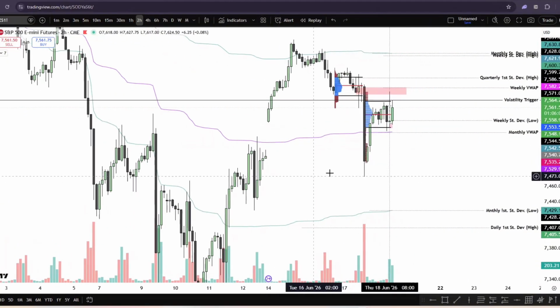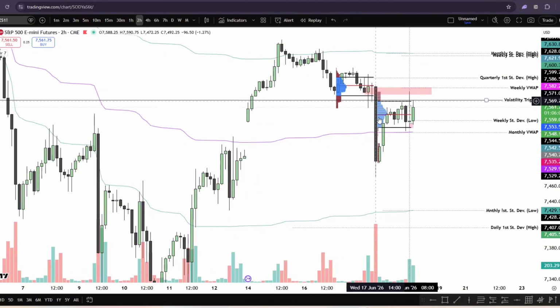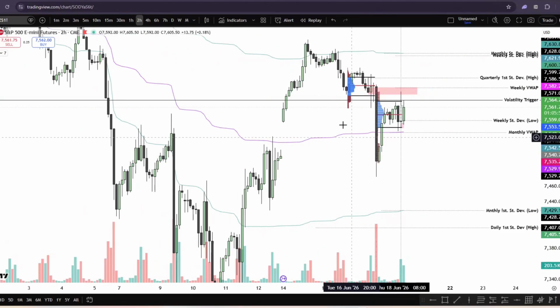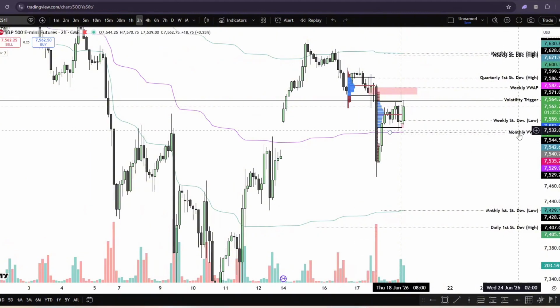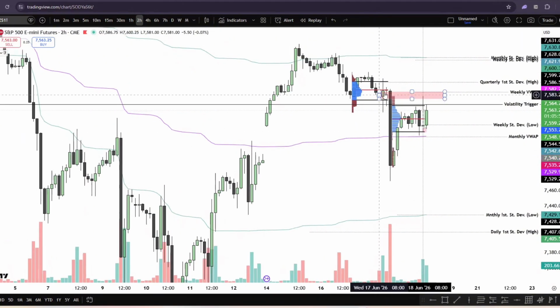So on 2-hour time frame, what can we see on FOMC? This was FOMC, right? This was FOMC trade. Downside move yesterday, and this purple line is the monthly VWAP. I have marked right here, right? So FOMC made the market go below monthly VWAP, and we snapped back to within the first standard deviation. That's the first standard deviation high. That's the first standard deviation low, right?